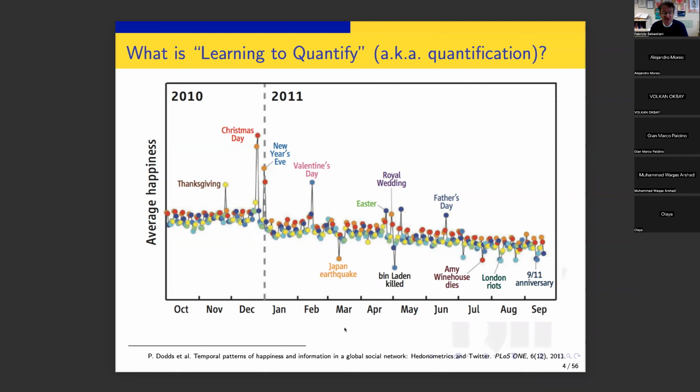For instance, they found that people had peaks of happiness on specific days, such as Valentine's Day or Thanksgiving, and peaks of negative feeling on other specific days, such as the Japan earthquake or the death of Amy Winehouse, etc. So a number of patterns that you might relate to emerge from this study.